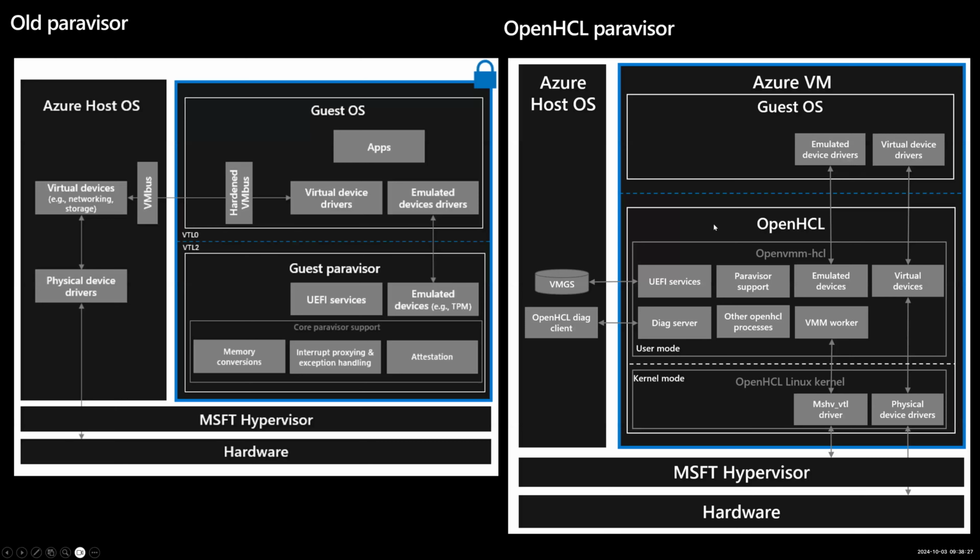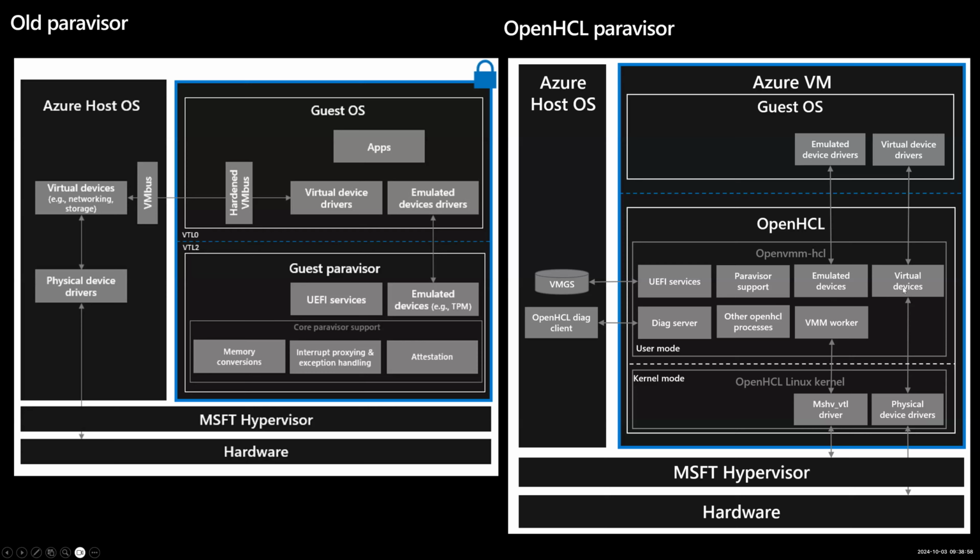So if we look really quickly at the old diagram we had shown, we had the UEFI services and the emulated devices. And let's say these things are the core paravisor support. So in this new OpenHCL, these three are one box right here, the paravisor support. And again, we have more emulated devices. And we actually moved the virtual devices to be inside the OpenHCL. So these are the paravirtualized devices.